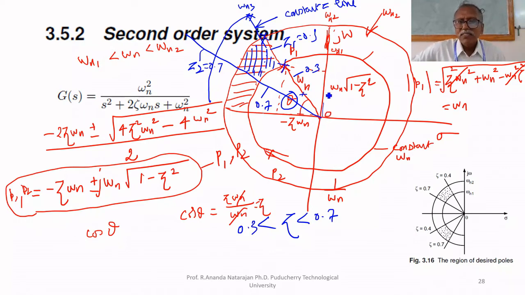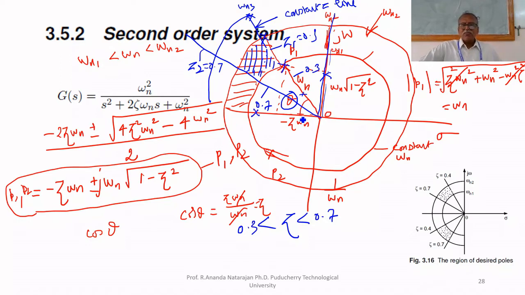If this line, what is the angle? 90. Cos 90 equals 0. Therefore, zeta is 0. Sustained oscillation. That's why any pole on the j omega axis exhibits sustained oscillation. If you select any point here, it exhibits sustained oscillation.